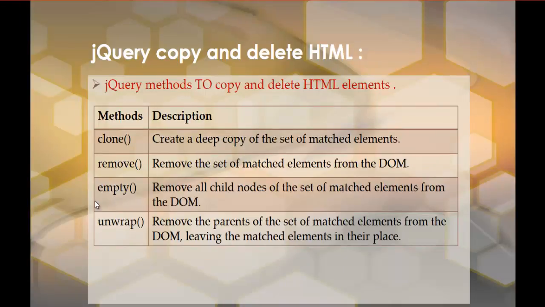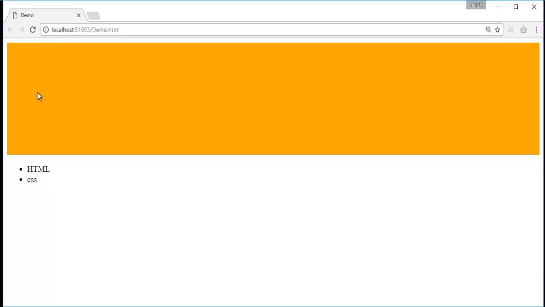Okay, and now we have unwrap. It removes the parents of the set of matched elements from the DOM, leaving the matched elements in their place. So right now what happened is we removed the child elements, the paragraph elements which are present inside the div. Now my objective is I need to remove the div element, that is the parent. So at that point of time how can I achieve it? I have to go with the unwrap method.